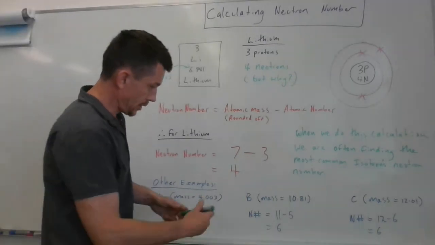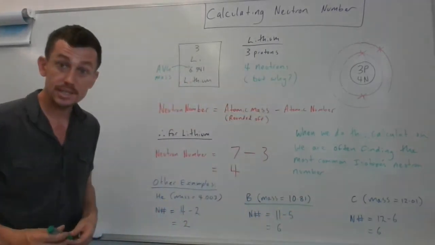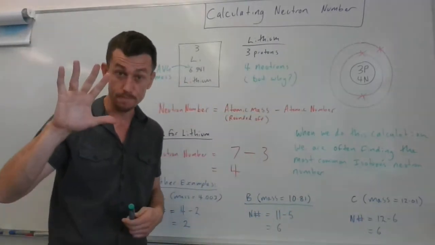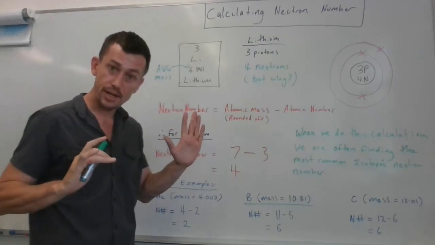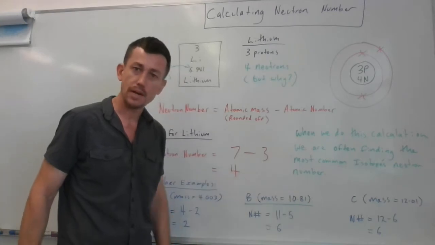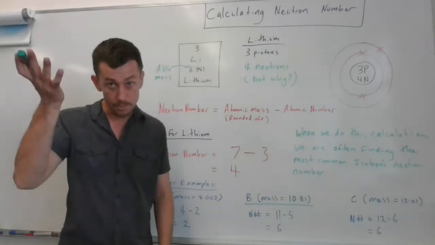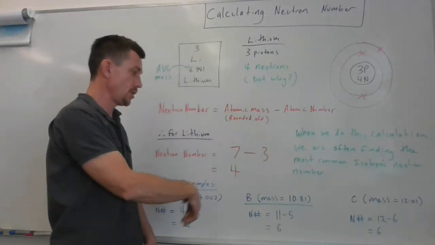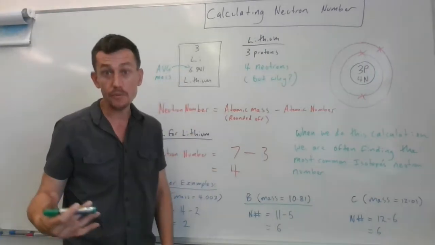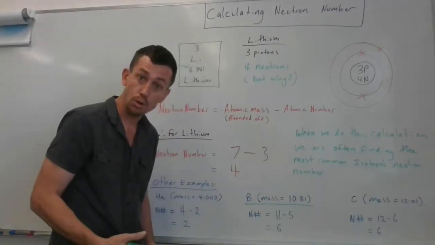The second one I've done over here is boron. Boron is number 5 on the periodic table. So therefore it has 5 protons. Now its mass on the periodic table, when you have a look at its square, is 10.81. Now this one has to be rounded up this time, just like the lithium. So we just say it's 11. 11 minus 5 equals 6. Therefore, the neutron number for boron is 6.